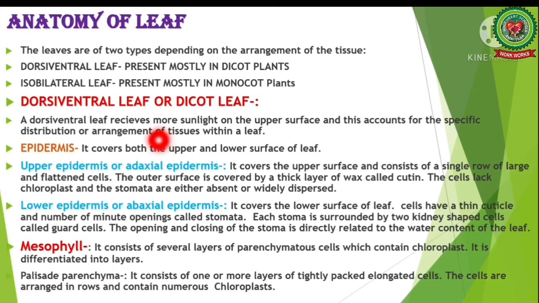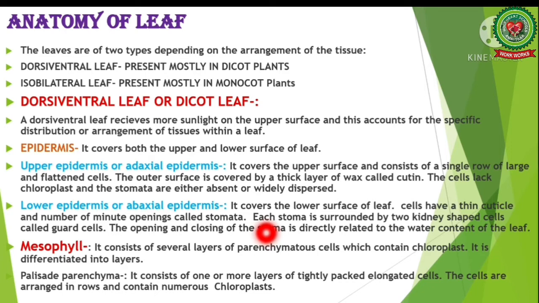Epidermal hair may be present or absent. Epidermis protects the inner tissue. It checks transpiration. It regulates the exchange of gases between internal atmosphere of leaf and external atmosphere. Next is mesophyll cells. It consists of several layers of parenchymatous cells which contain chloroplast. It is differentiated into the following layers.